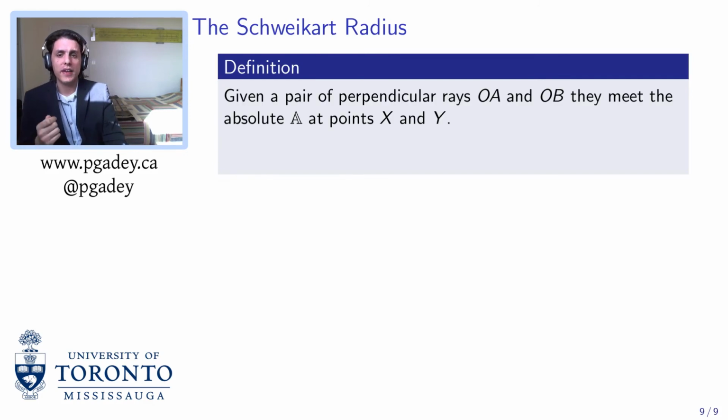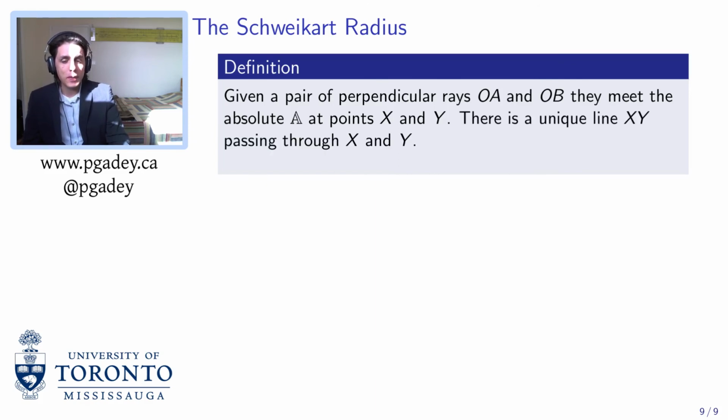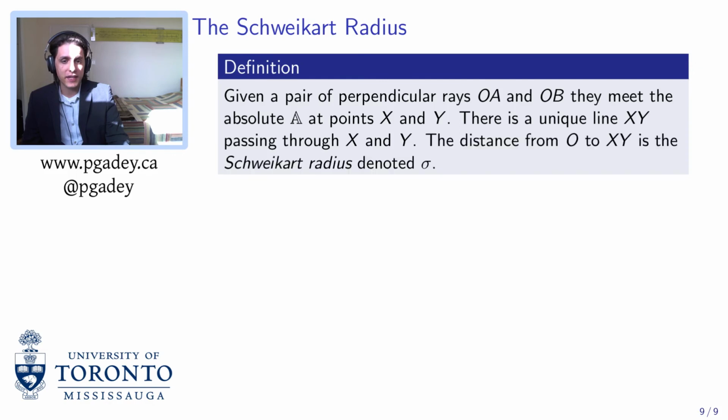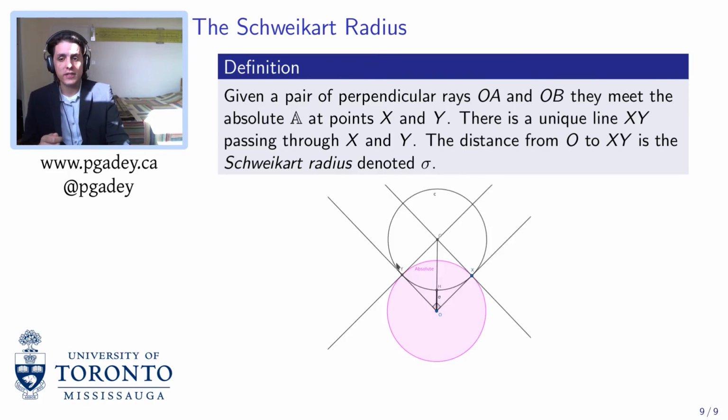There's also a natural notion of length called the Schweikart radius. So given a pair of perpendiculars OA and OB, they're going to meet the absolute at 2 points x and y. There is a unique line passing through both x and y. The distance from the origin to that point is the Schweikart radius, which we call sigma.